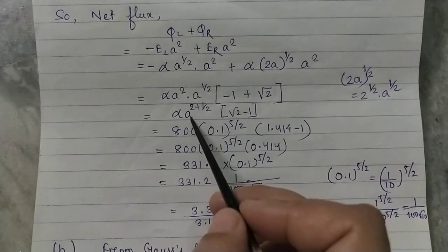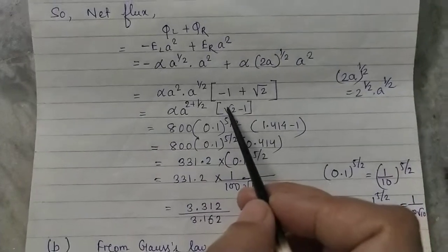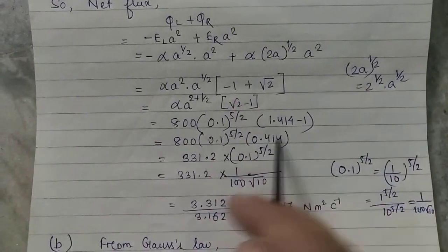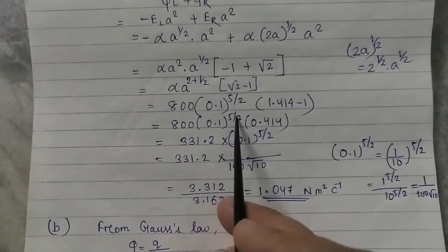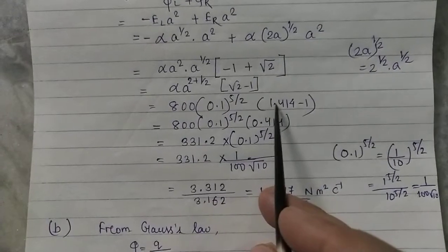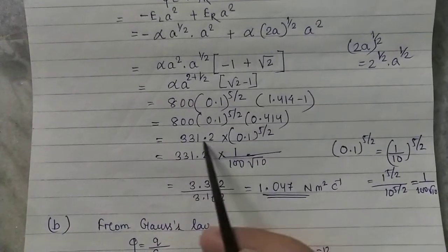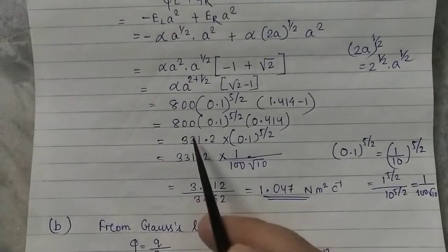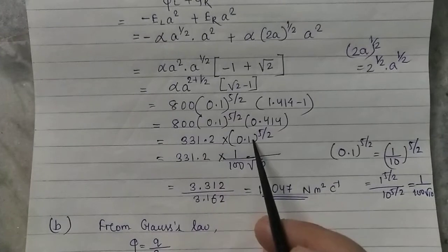What is a? a is given in the question to be 0.1, to the power 5 by 2. Root 2 value is 1.414 minus 1. Solve it: 800 times 0.1 to the power 5 by 2, times 1.414 minus 1, so this is 0.414. Multiply this by 800, you will get 331.2. 0.1 to the power 5 by 2 I have solved here.